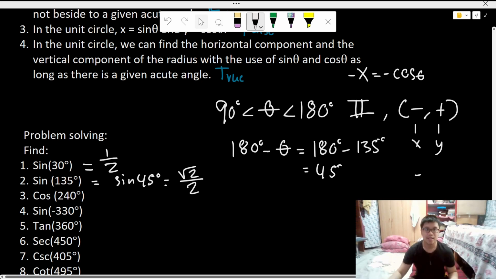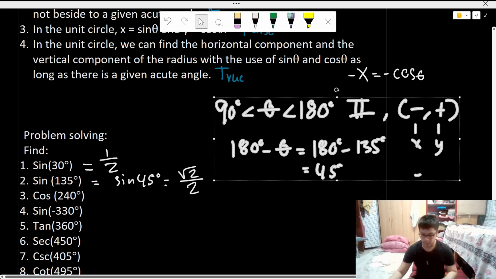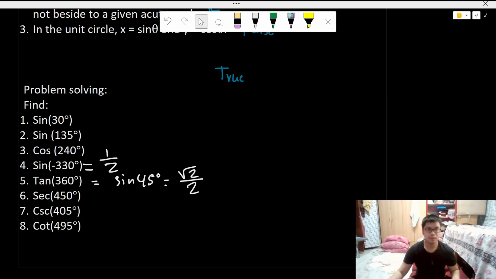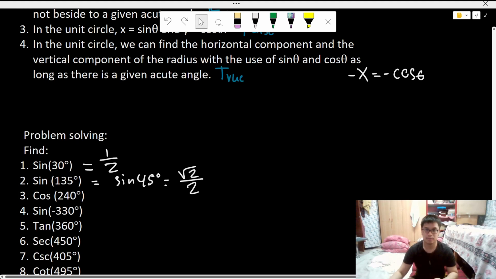So let me just erase the handwriting. Wait, let me just erase this one. Oh, for a while, guys. You know what? Let me just use my eraser.